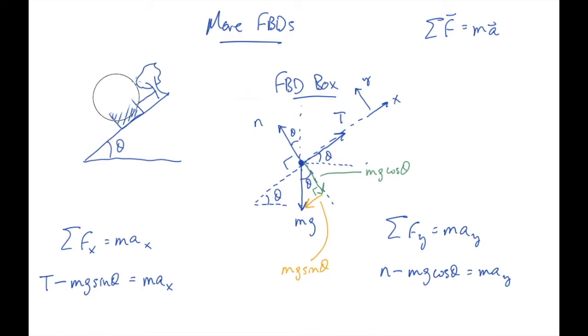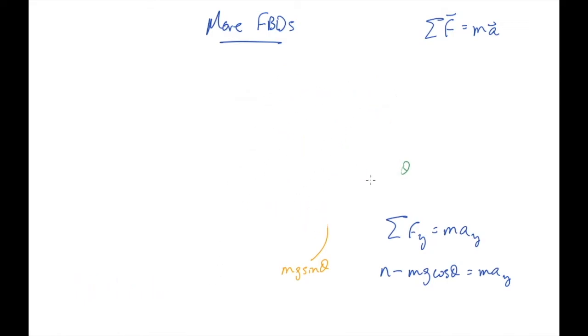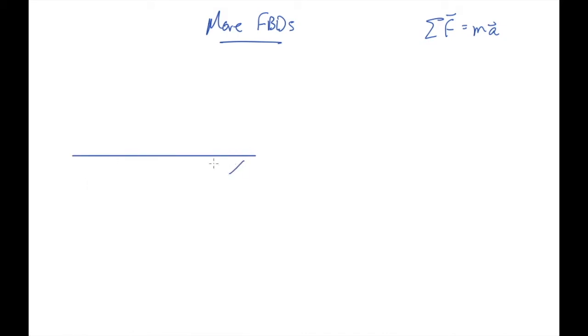One more. Let me erase this, and we'll look at our last situation. This one's going to have 3 boxes in it. So this is going to be a system composed of 3 boxes that we're going to pull along a frictionless surface. So here's our frictionless surface. There's going to be 3 boxes here. Here's the first one. We'll call this one box 1.